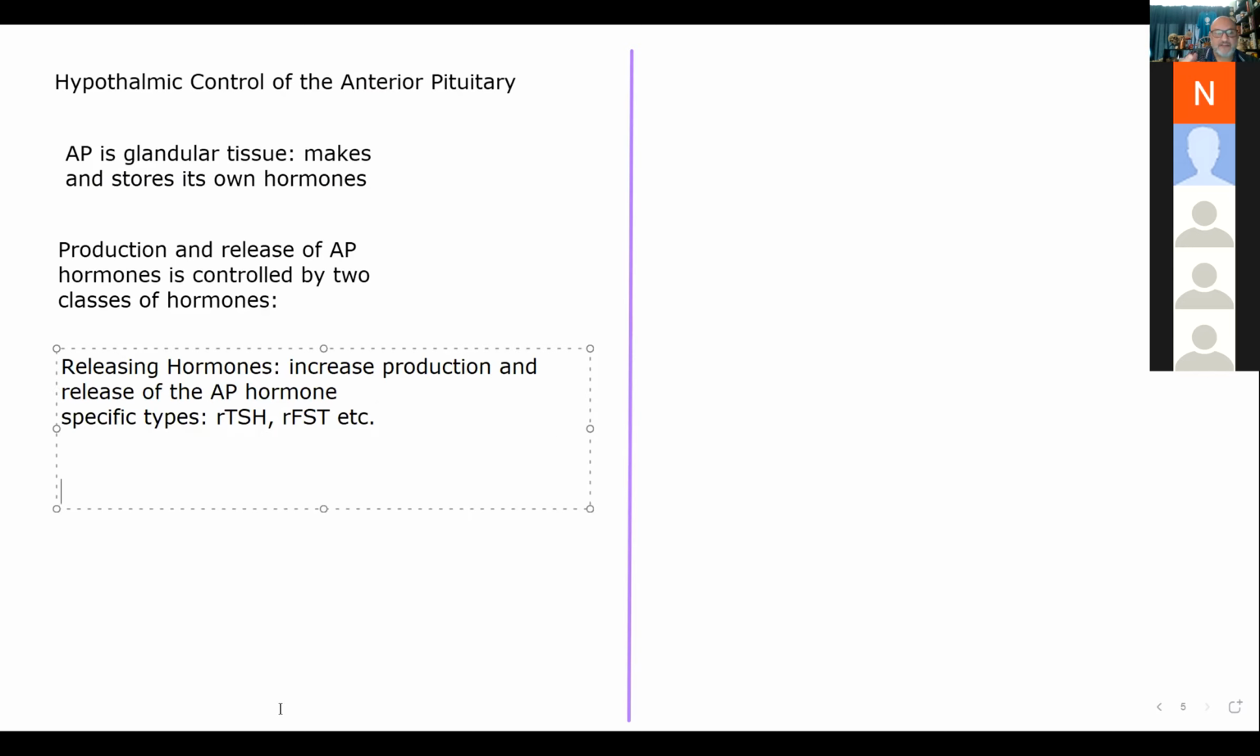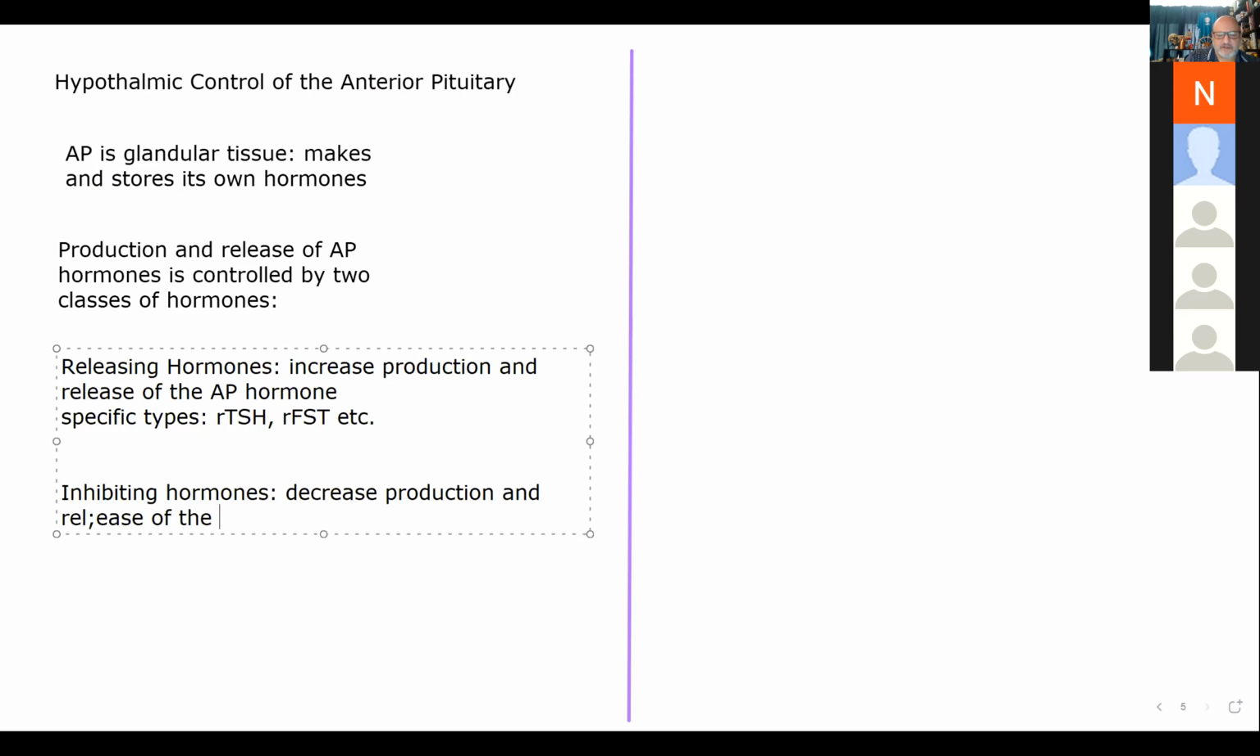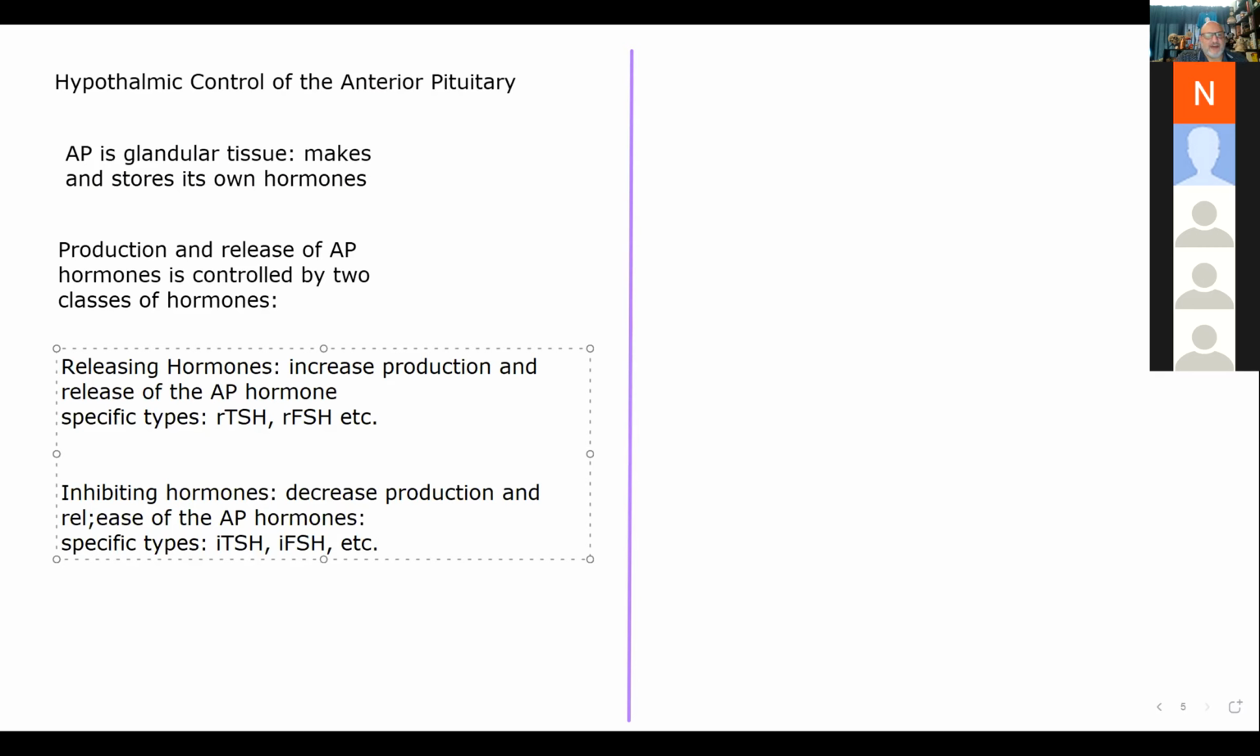And as you've also mentioned, there is also a class of hormones called inhibiting hormones. And as you mentioned, inhibiting hormones are going to decrease production and release of the anterior pituitary hormones. Again, there are going to be lots of specific types: thyroid stimulating hormone inhibiting hormone and follicle stimulating hormone inhibiting hormone. Oops, that's not a hormone. I did it again. Prolactin inhibiting and releasing hormones. So all of these have specific types that are released.